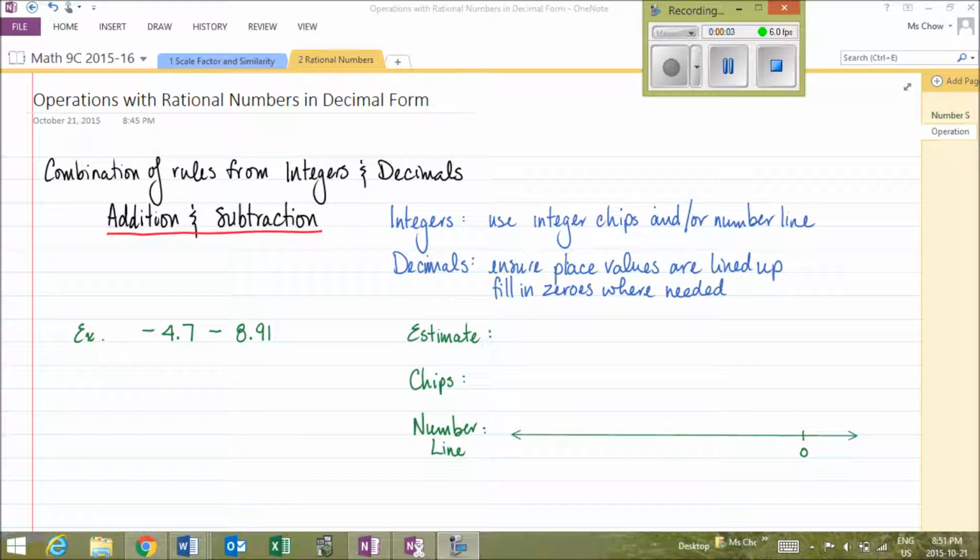So, operations with rational numbers in decimal form. If you recall, we're going to combine our rules from integers and decimals. So let's start with addition and subtraction.